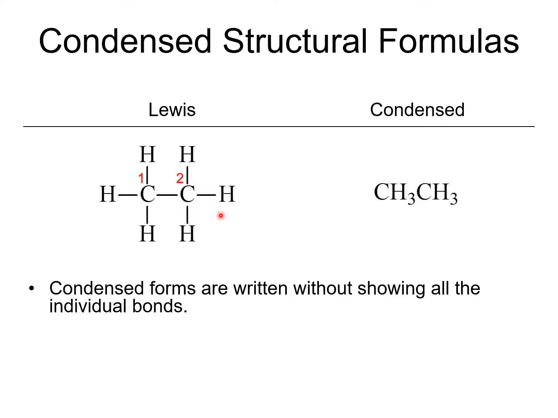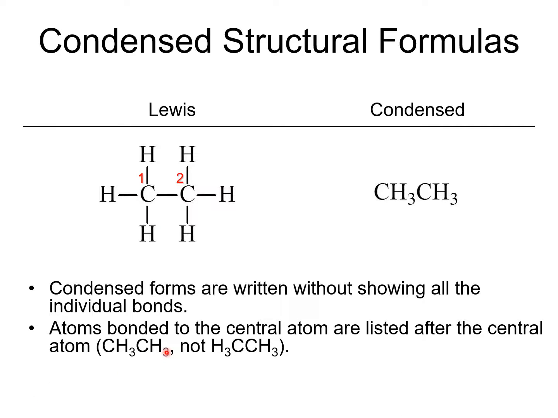So here's my carbon 1, here's my carbon 2, and then you have the things that are attached to it. When you write this, you usually write it like this: CH3CH3. You usually do not write it as H3CCH3, although if you're drawing something that's a hybrid of a Lewis dot structure and a condensed structure, you may end up doing this just to make it clear where the hydrogens are attached.